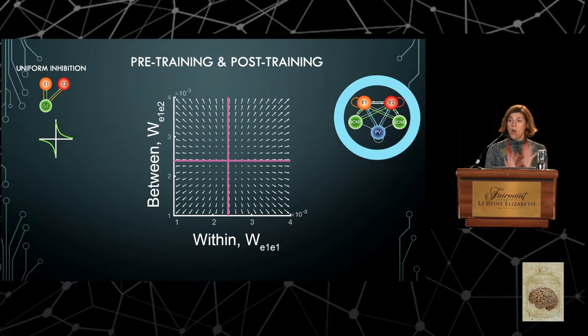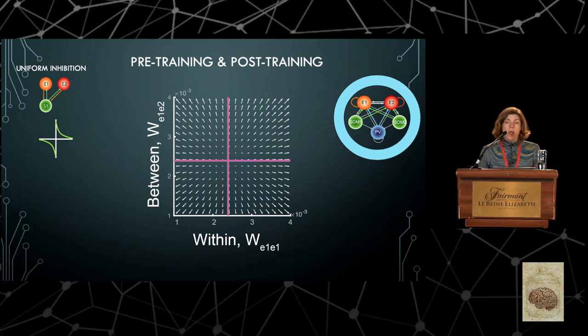Let me walk you through this phase plot. This phase plot is the one you would see right before training. This is when the network's initialized. And this is the phase plot that the network snaps back to after training. Okay? So after training, you've trained the network for some period of time.